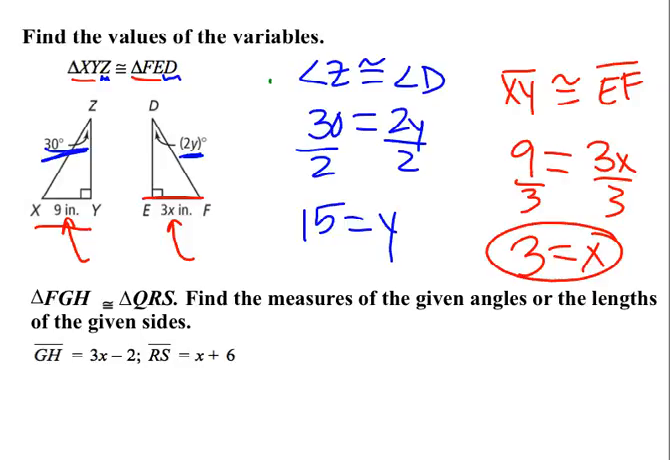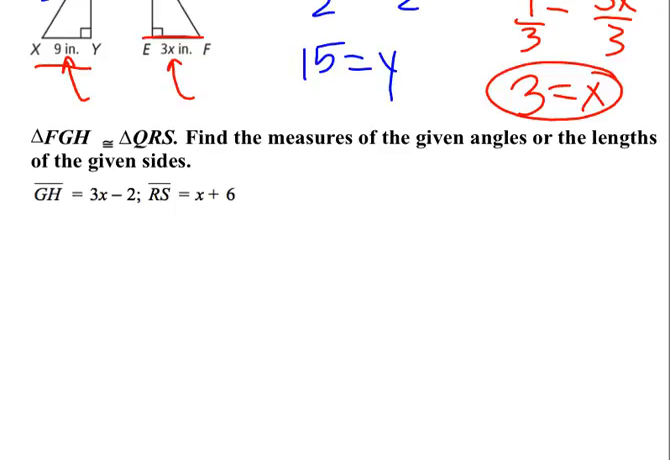Our next example says triangle FGH is congruent to triangle QRS. Find the measures of the given angles or the legs. If you want to draw a picture, go ahead, but I'm going to practice by going by the order of the letters. So GH is equal to RS. Do you notice that those are the second and third letters of both of these congruent statements?